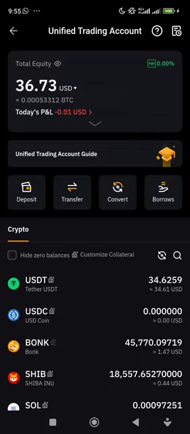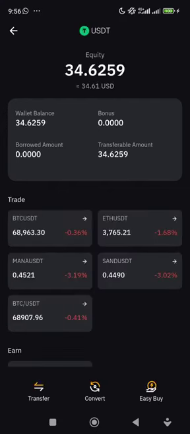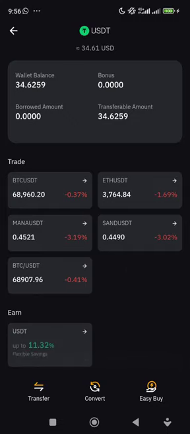Now we have 34.62 instead of 34.63. Now you are going to move this. If you want to sell it, or if you want to use it to buy another token, you can literally use this place to buy the token. But for me, I want to move it into my foreign account and sell it, because if you want to sell your USDT, here is the way you can do it.